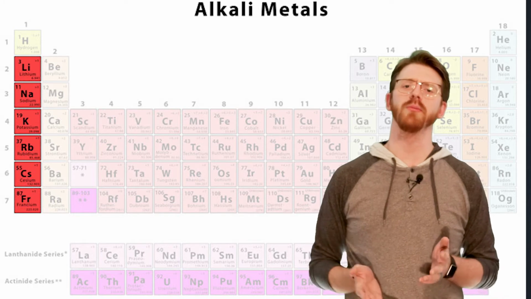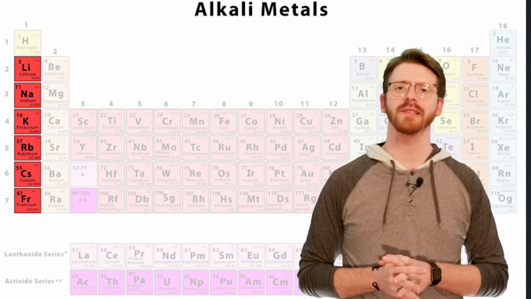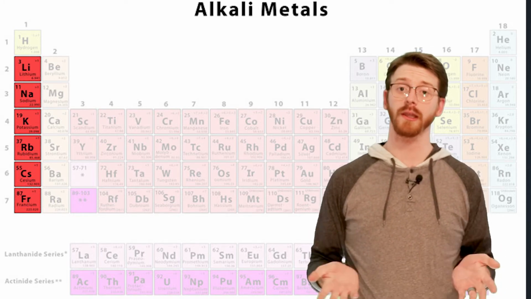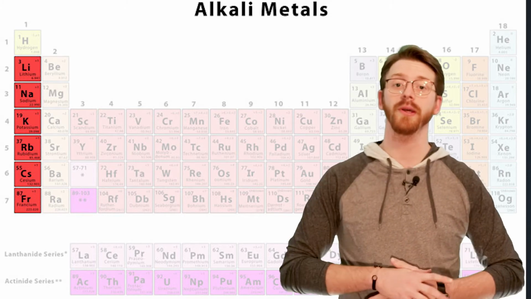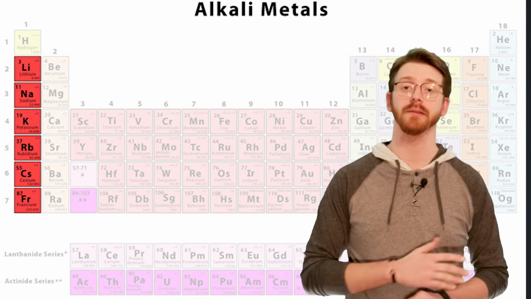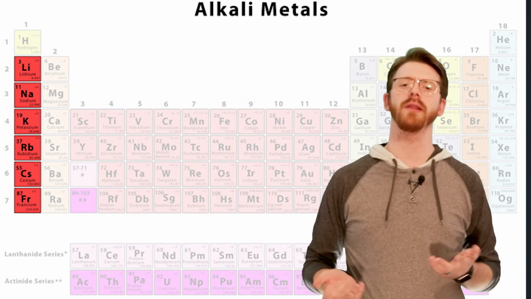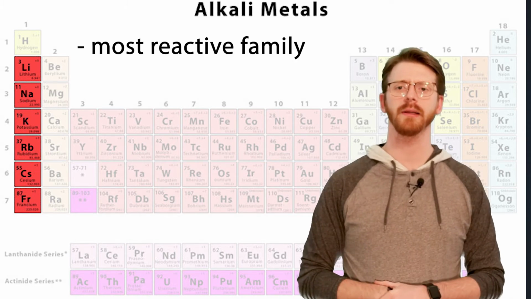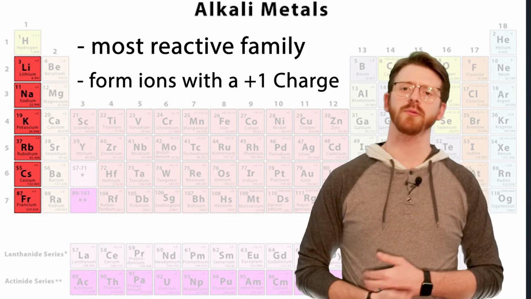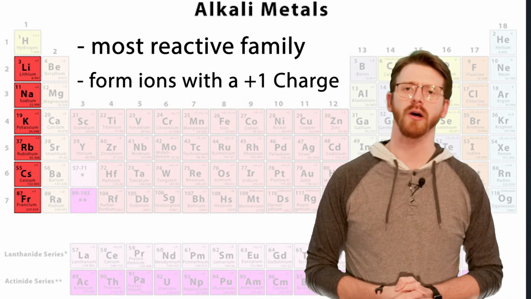For example, in group 1, all of these elements are known as alkali metals, which include lithium, sodium, potassium, rubidium, cesium, and francium. The alkali metals are known for being the most reactive family on the periodic table, and also form ions with a +1 charge when they react with nonmetals.